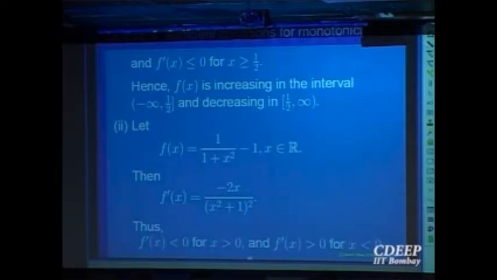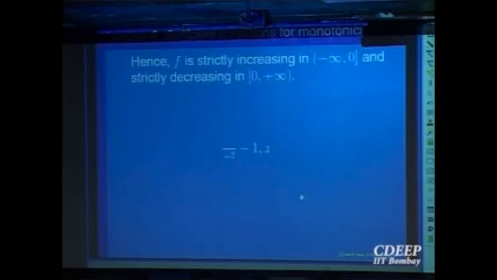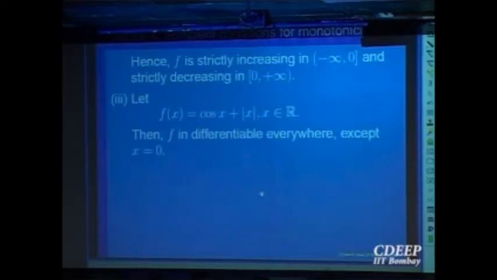So it's less than 0, bigger than 0 in the portions x bigger than 0, because this is always non-negative. So the sign of the derivative is determined by the sign of x. There is already a negative sign, so you get the conclusion. So increasing in that, and let us look at this function f(x) is equal to cos x into mod x.